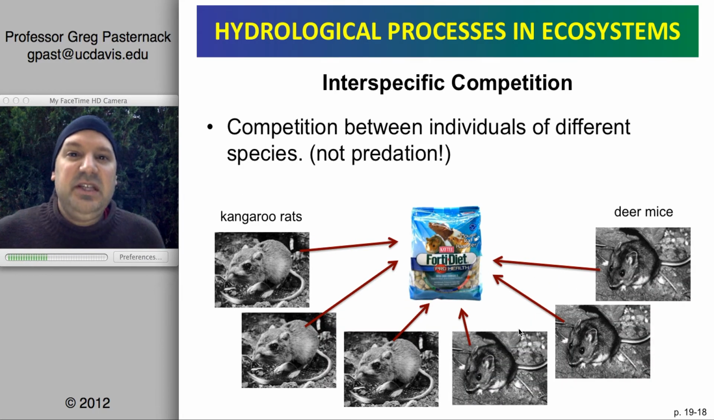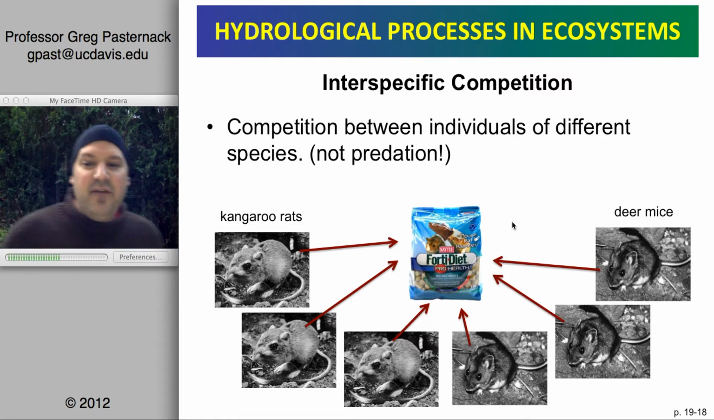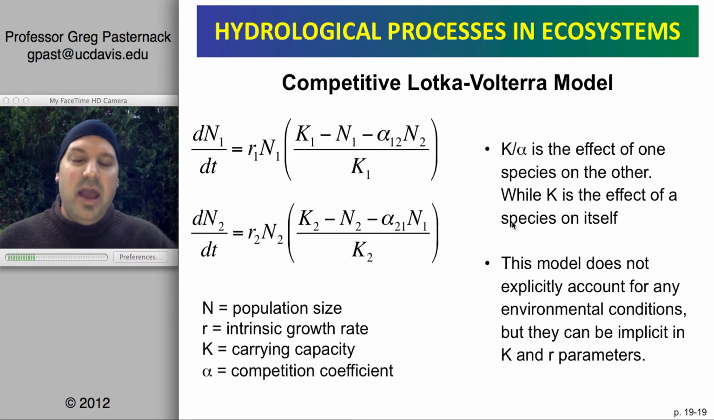Now, interspecific competition, it's not predation. It's where you have a resource like food, but now we have 3 kangaroo rats and 3 deer mice. And there isn't enough food for all these individuals, so perhaps one of them is going to get to the food more than the other, and if that continues over a long enough time, then one of these species would go away.